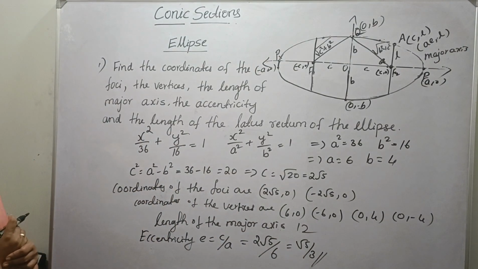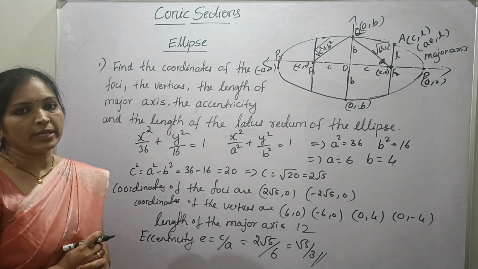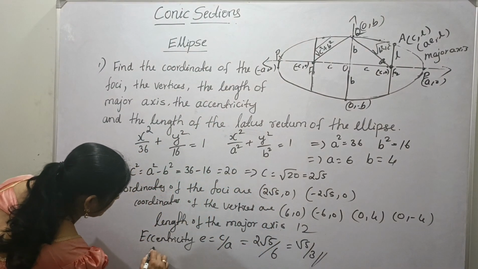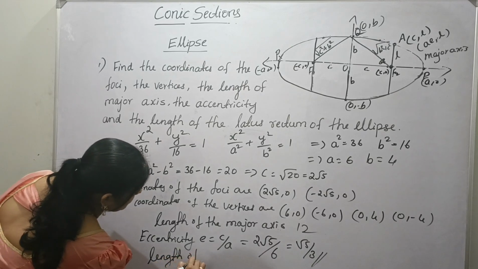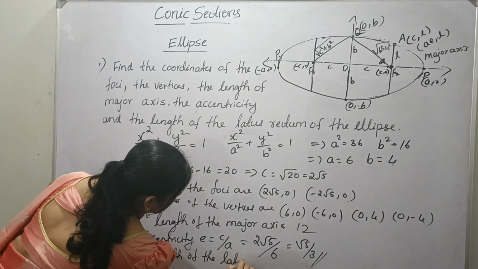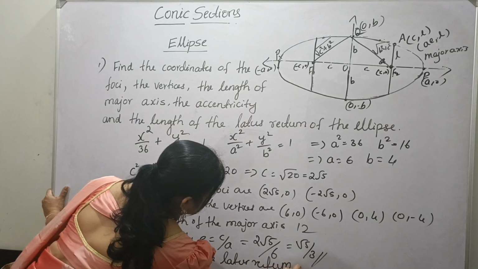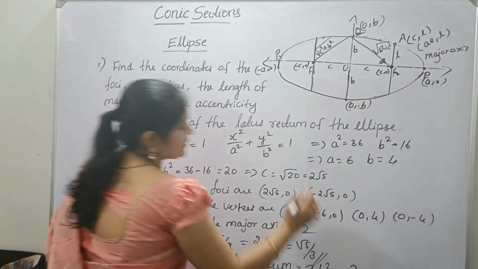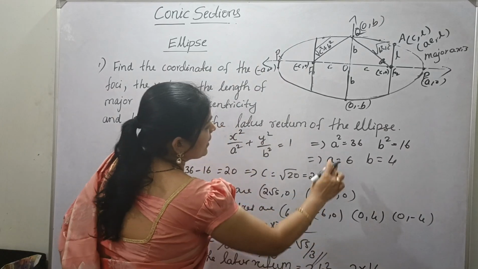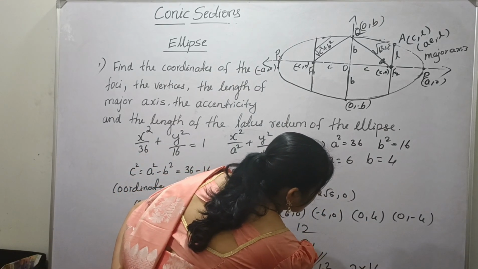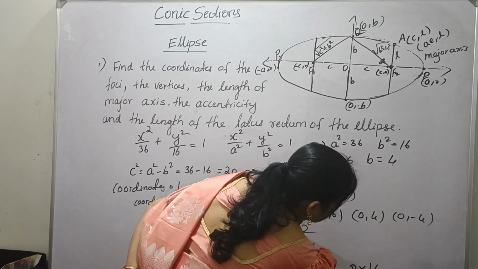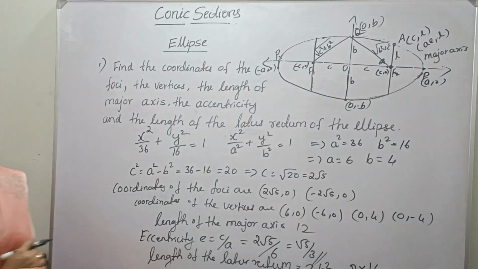Next, the length of the latus rectum. The formula for the length of the latus rectum is 2b square by a. So the length of the latus rectum is 2 into b square, which is 16, divided by a, which is 6. So here 2 threes are 6, so 16 divided by 3 is the length of the latus rectum.